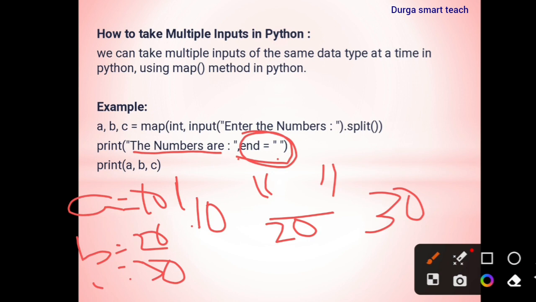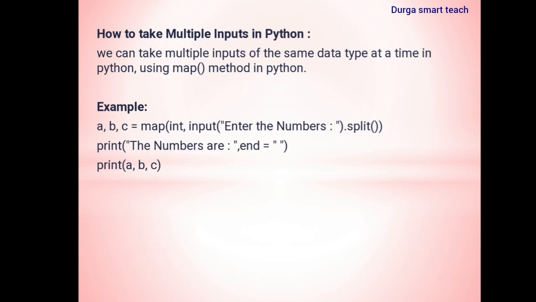The first value is 10. If the space occurs, the first value is completed. Next 20 will be displayed. If the space occurs, the second value is completed. Next 30 will be displayed. In this way you can read multiple inputs from the keyboard.